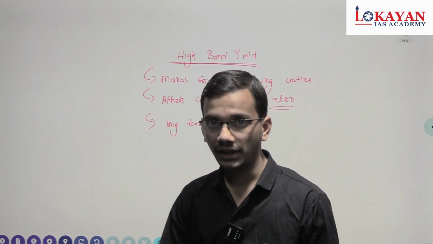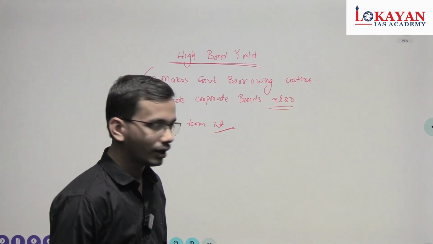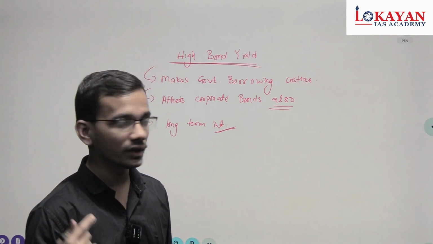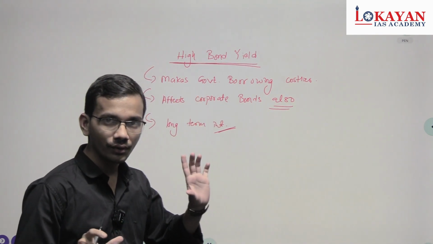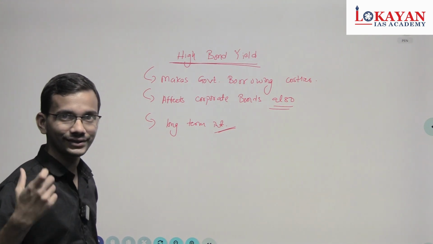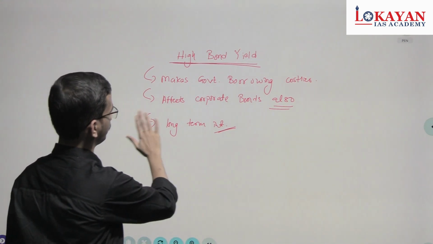Okay, so our foundation base is clear. You understood the relation between bond price and bond yield and the negative implications of higher bond yield. Now discuss operation twist.